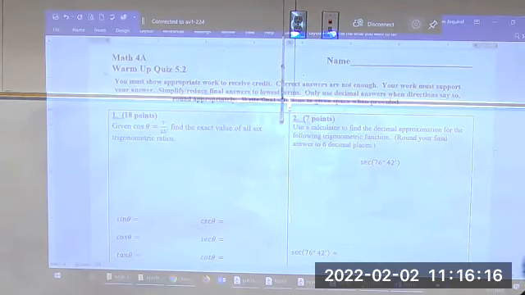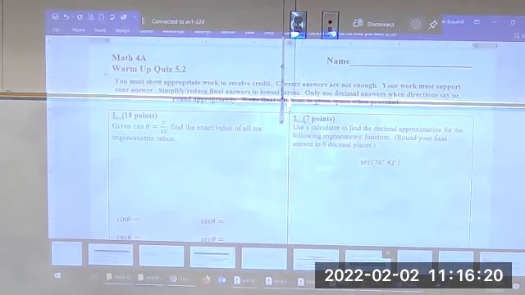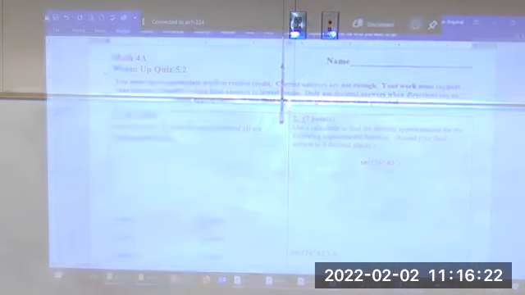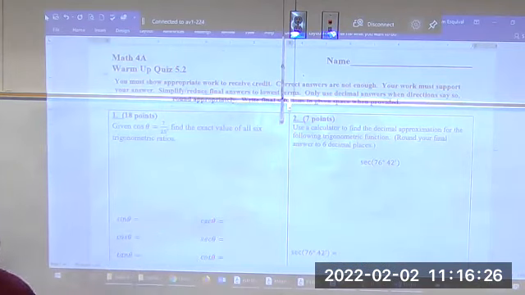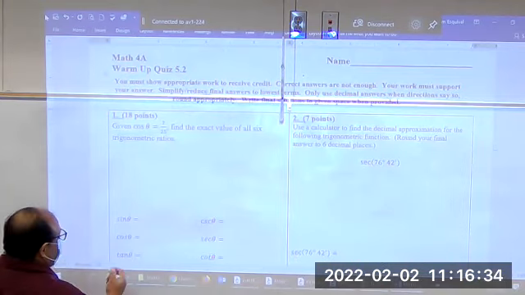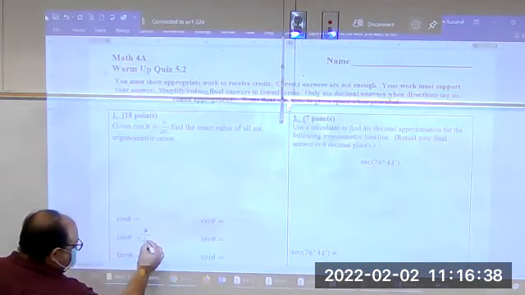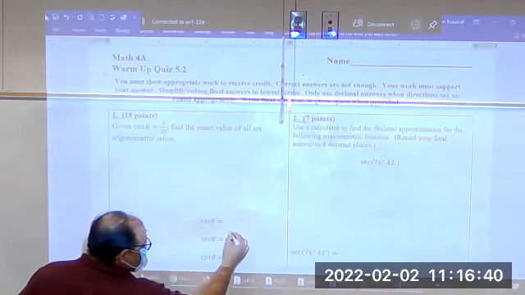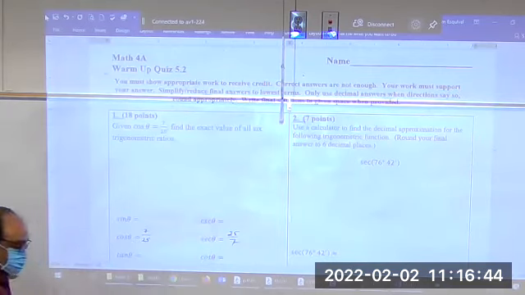All right. Hopefully, everybody gets at least 6 out of the 18. Cosine is 7 over 25. So right here, don't get this wrong. 7 over 25, and this is 25 over 7. Because see, this is the reciprocal.